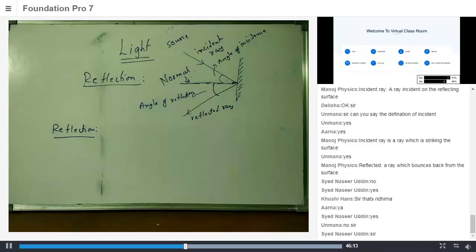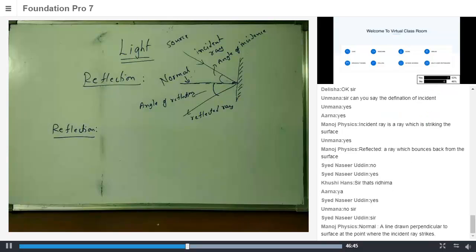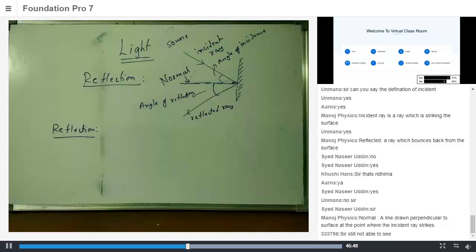You know the trick. So next thing we'll define is the normal. What does the normal say? Normal is a line drawn perpendicular to the surface. Sir, can we say it is a simple line? Yeah, it's a simple line, perpendicular to the surface at the point where the incident ray strikes. So normal is a line drawn perpendicular to the surface at the point where the incident ray strikes.